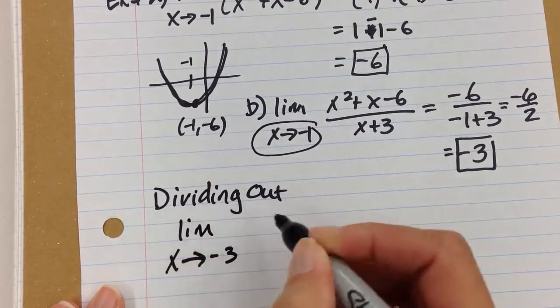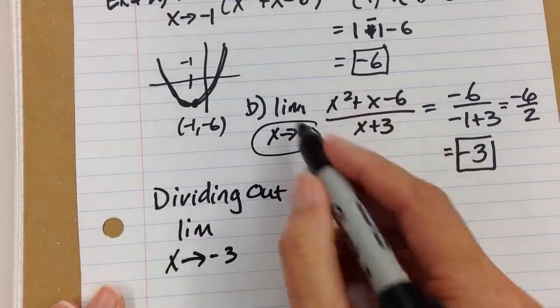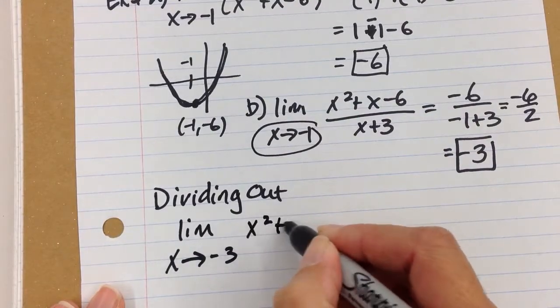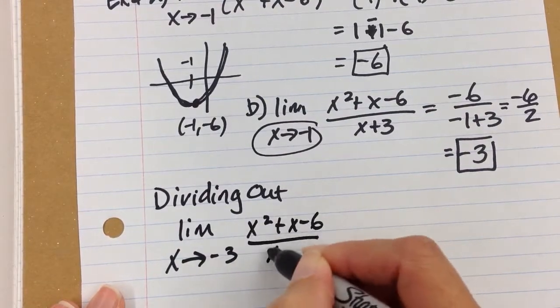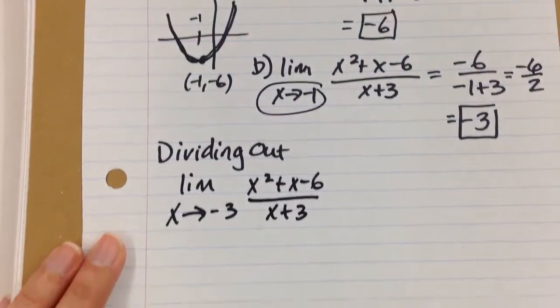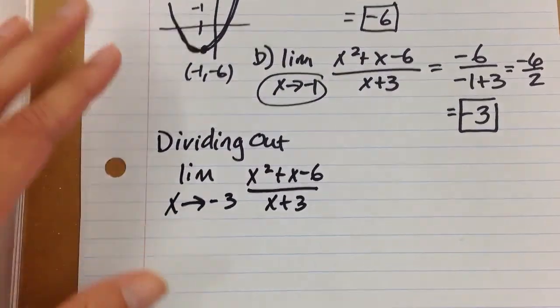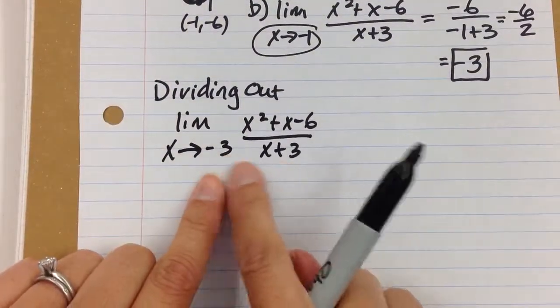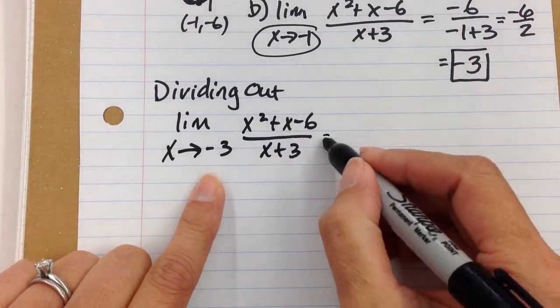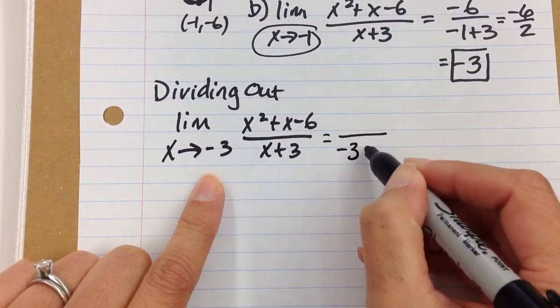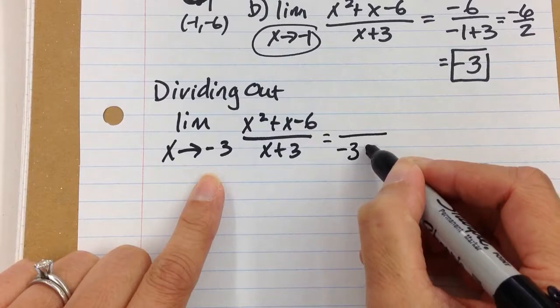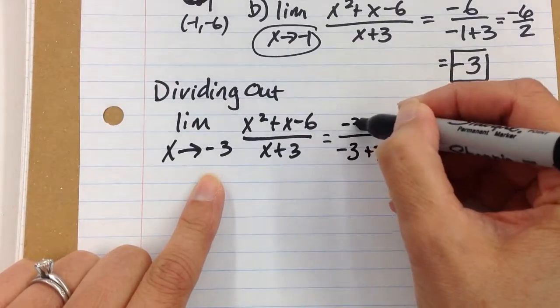So if I take the limit as x approaches -3 of that same function, x squared plus x minus 6 over x plus 3, what's going to happen when I plug in -3 here? Yeah, that's our problem spot, right? Negative 3 plus 3. Let's go ahead and plug it into the top too.